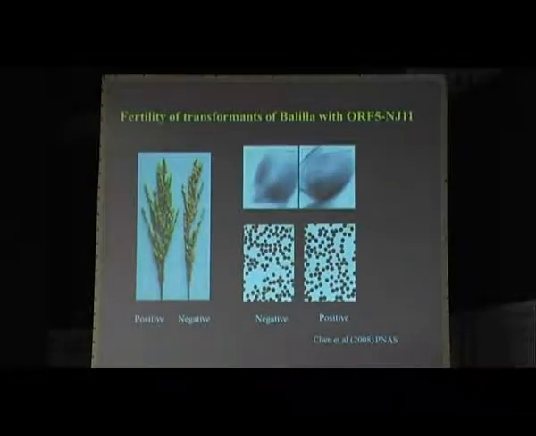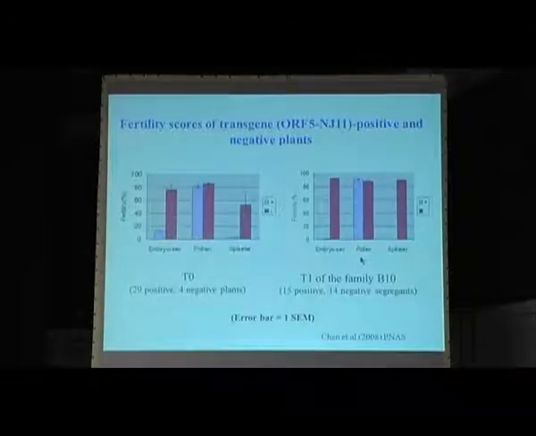If we look at the panicles, this is a transgenic negative, it's normal, fertile. Transgenic positive, we don't see any seed setting. So it was greatly reduced fertility. So it caused a problem with the embryo sac, no problem with the pollen. And then that is the data we obtained for the T1 generation.